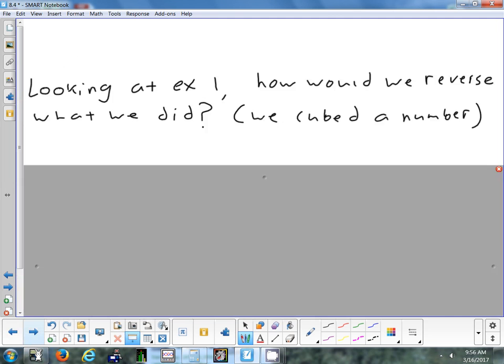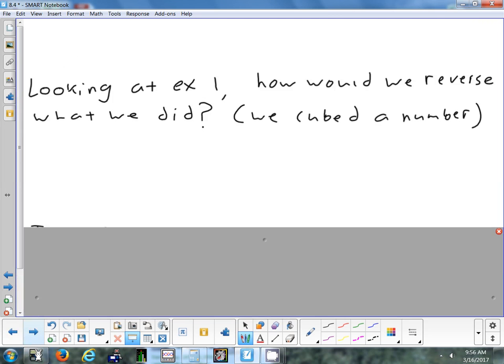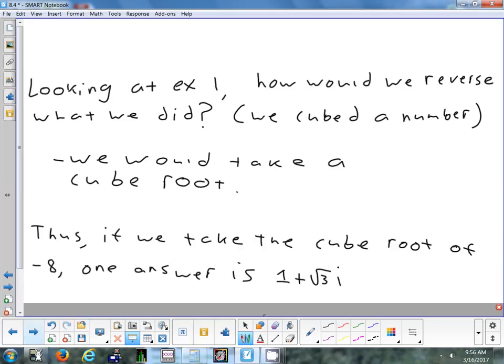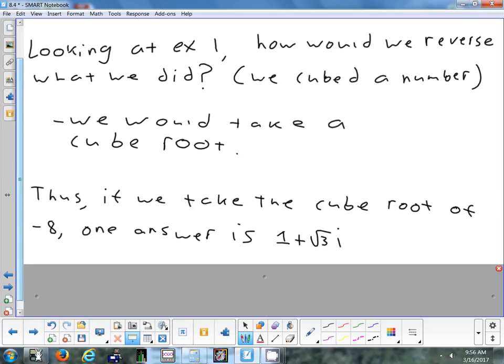Okay? So looking at how would we reverse what we did, we would take a cube root. Okay, so that's what we're going to look at next. Not just cube roots, but roots in general. So this is what we just said. We cubed that, and we got that in example 1. So if you take the cube root of our answer, it would go back to what we started with.